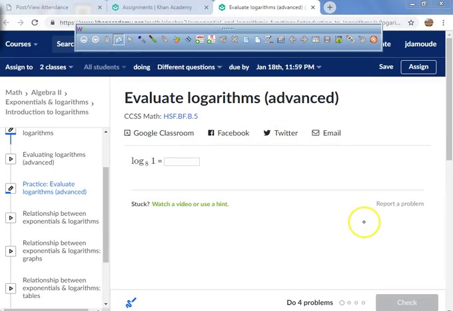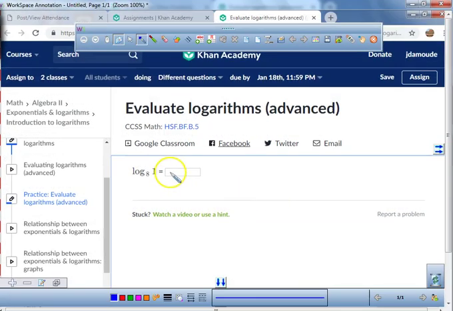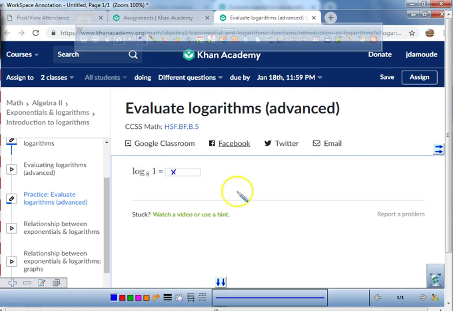Do some evaluating of logarithms. Ooh, advanced. Oh, I feel so special. Okay, so what I'm going to do right here is put log base 8 of 1 equals x, and then I'm going to do the old around the world thing. So we're just going to change this from a logarithm to an exponential function. Here we go. 8 to the power of x equals 1.